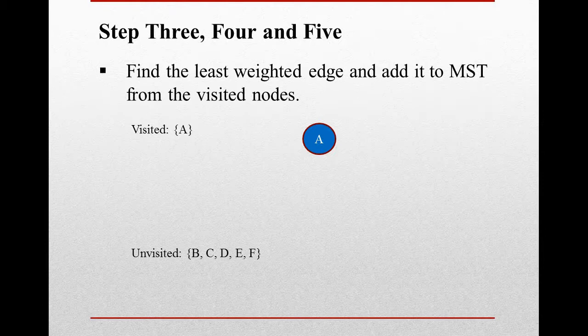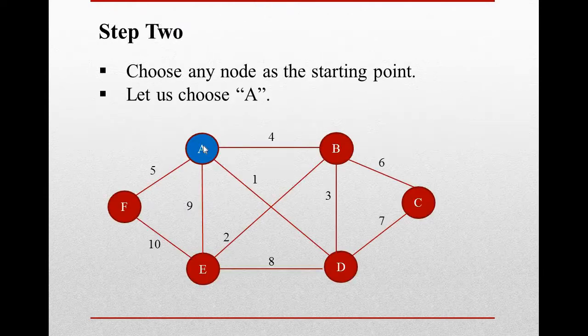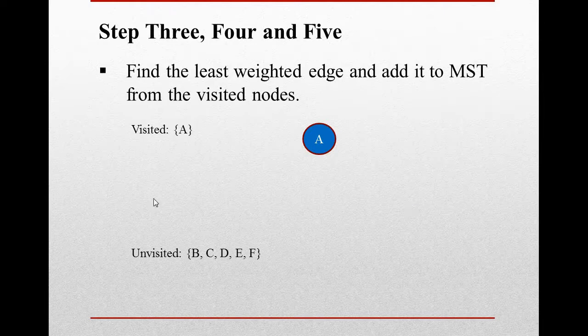The next step is to consider all the edges that are connected from the visited set to the unvisited set. That means we need to consider all the edges from the vertex A to B, C, D, E, F. You may not have all the edges. For example, ideally we need to have 5 edges, but in our graph we have only 4 edges: A to B, A to D, A to E and A to F. A to C is not there, there is no direct edge. So obviously we need to consider these 4 edges now.